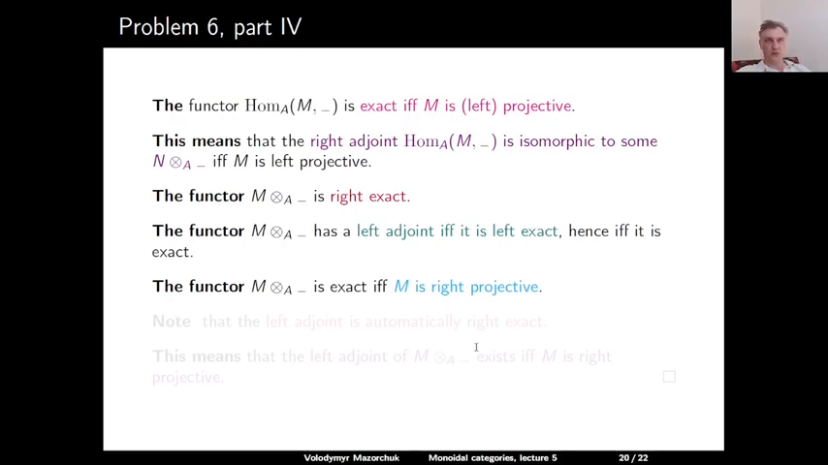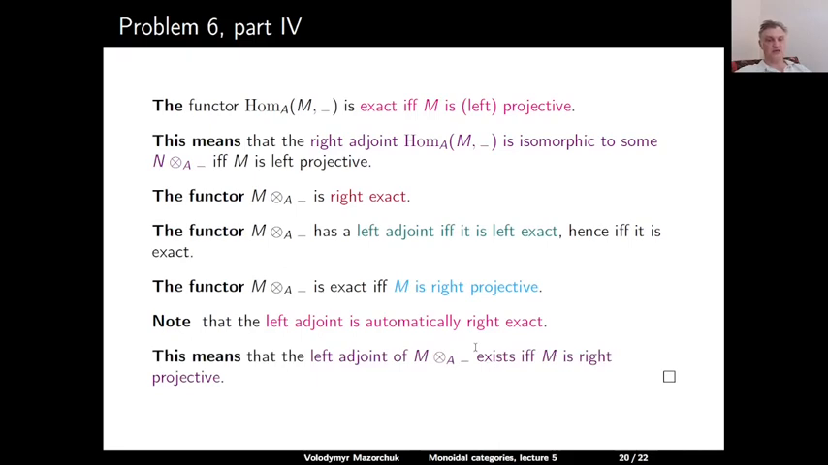Note that here we work with finite dimensional algebras. For rings, the corresponding condition should be that M is right flat. Also note that the left adjoint is automatically right exact if it exists, and so it belongs to C. So this means that the left adjoint of tensoring with M exists if and only if M is right projective.